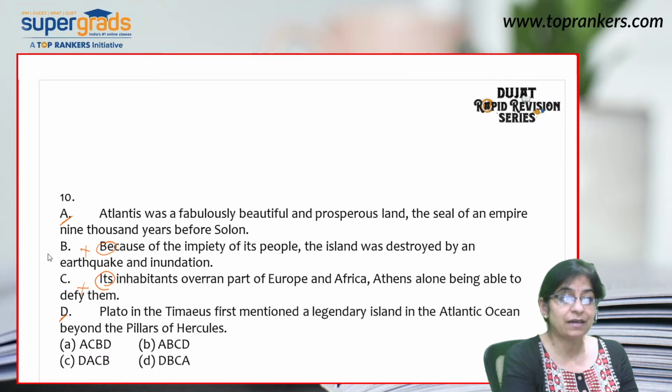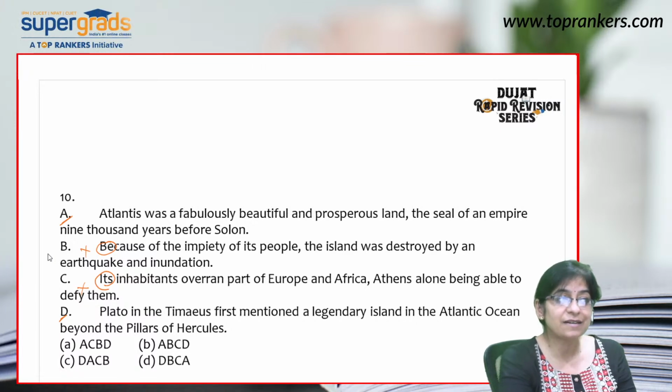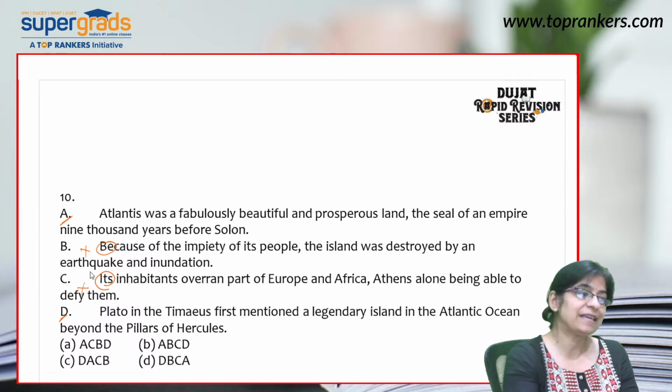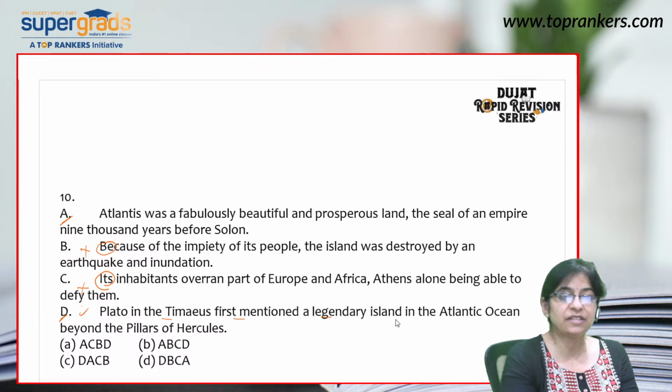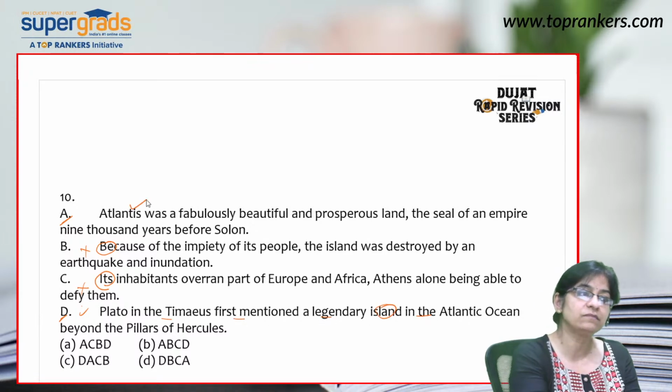Say, Plato in the Timaeus first mentioned a legendary island in the Atlantic Ocean beyond the Pillars of Hercules, or Atlantis was a fabulously beautiful and prosperous land, the seat of an empire 9,000 years before Solon. Which option can work as a broad introductory statement? Well, I'd say it's D. All right, I've got the answer. So, Plato in the Timaeus first mentioned a legendary island. And what was this island called? It was Atlantis. So, it was a fabulously beautiful and prosperous land. So, I feel that D and A.